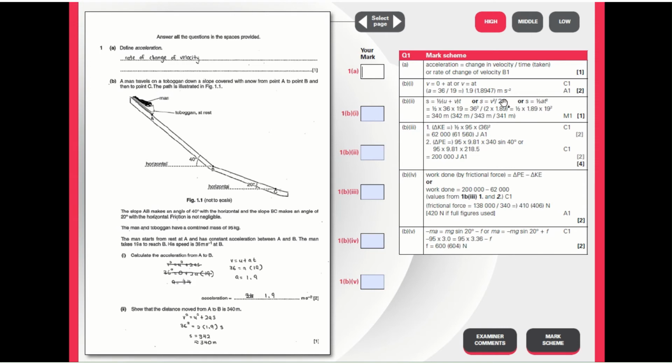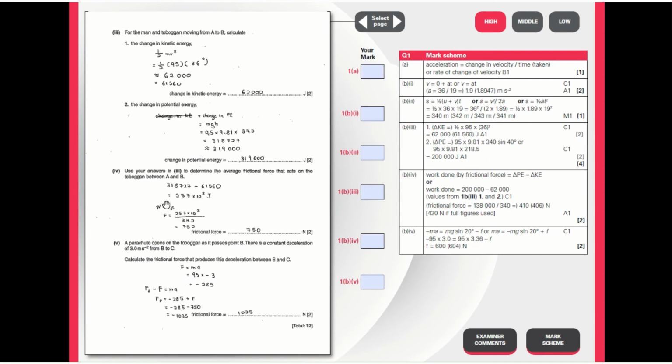See, they have many choices. Show your working and then show that you got any of these answers. They're very generous in this question. 340, 341, 342, 343 is okay. Then part B is the one we did, change in kinetic energy.